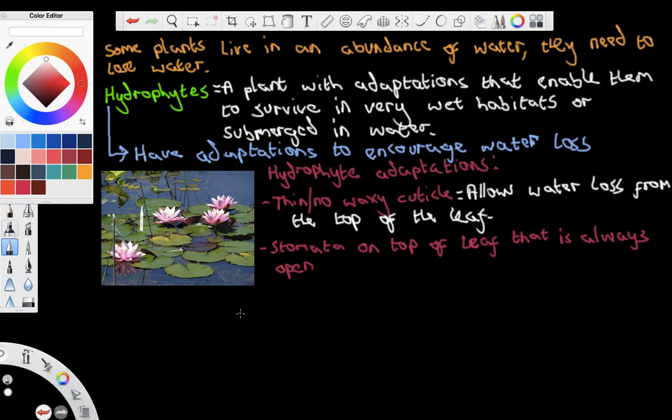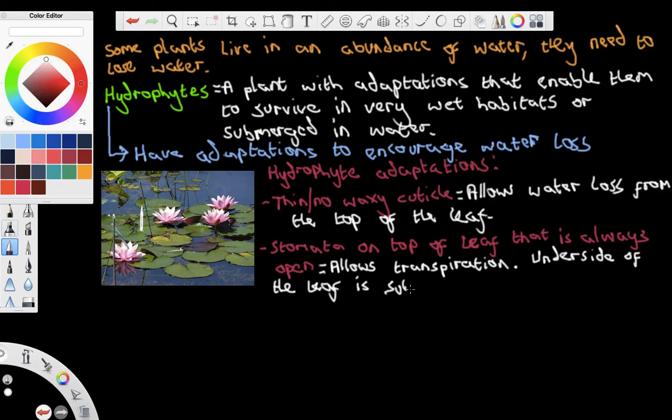So we can say that it allows transpiration, and we can put a full stop. We can say the underside of the leaf is submerged, so wouldn't allow water loss.